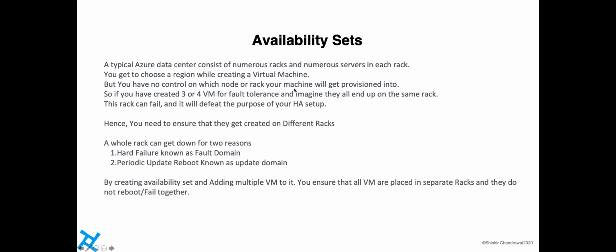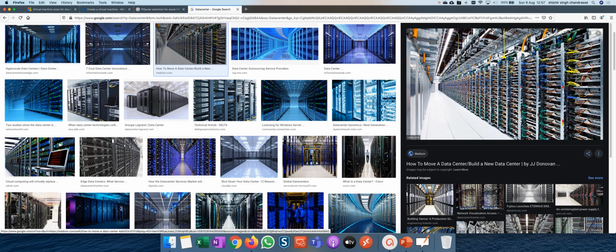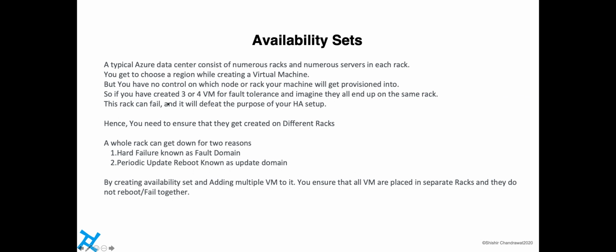Now, because you didn't have any control on where they were hosted, let's assume they all end up on the same rack. So your one virtual machine went here, another went here, the third went here, and the fourth one went here, because you only chose the region and you wanted all of them to be in Australia East. And incidentally, all 4 of them got placed on the same rack. If this rack fails, it will defeat the purpose of your high availability.